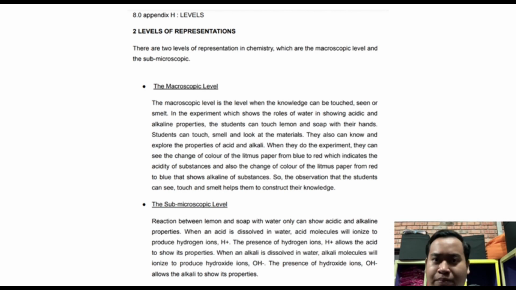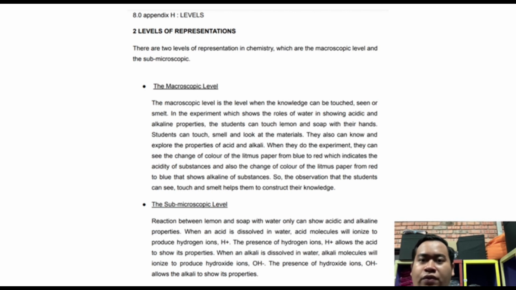When they do the experiment, they can see the change of color of the litmus paper from blue to red, which indicates the acidity of substances, and also the change of color of the litmus paper from red to blue that shows alkaline of substances. So, the observation that the students can see, touch, and smell helps them to construct their knowledge. For the submicroscopic level, the reaction between lemon and soap with water can show acidic and alkaline properties.